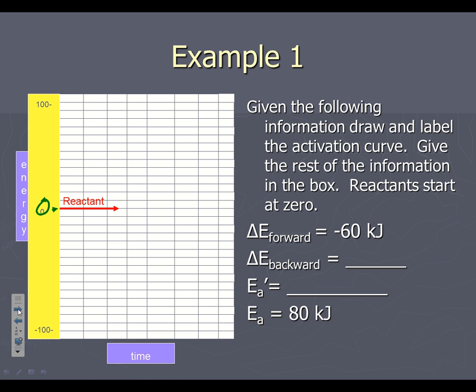Okay? It says here that the delta E forward is negative 60. That means it's down below 60 where I started. So there's my delta E. I'm down 60. That means my products are going to end up over here.